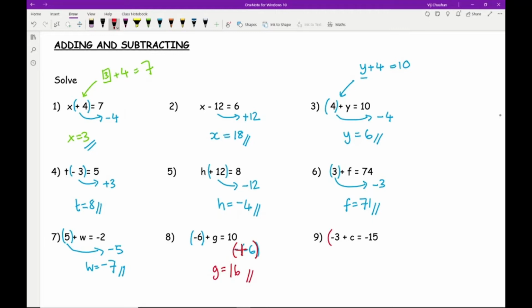And then here we've got minus 3, and it's being added, so I need to take away minus 3, and two minuses make a plus. So here I've got minus 15 plus 3, which gives me minus 12.